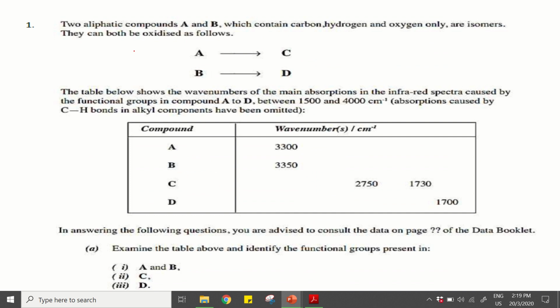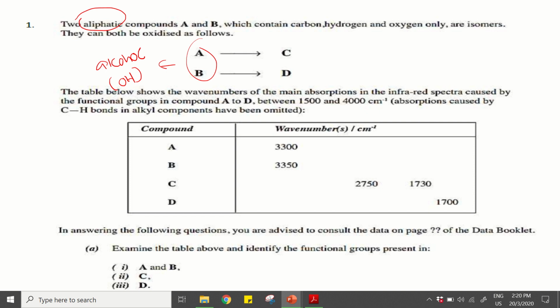But here it says the two aliphatic compounds. Aliphatic means without benzene ring, because the compound with benzene ring we call aromatic. Okay, so remember, aliphatic means just normal straight chain or branch chain hydrocarbons. So with A and B, we can confirm that A and B have an OH group. A and B are both alcohols, with OH group.